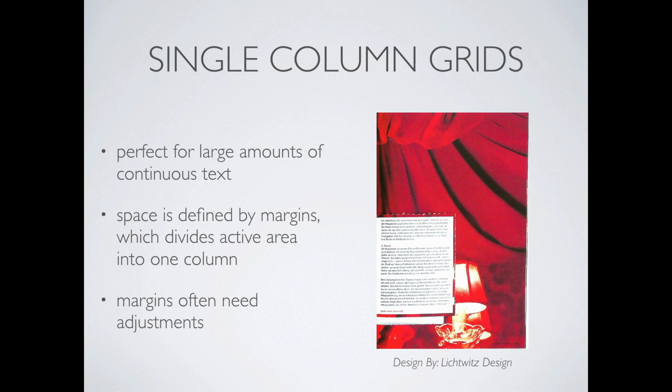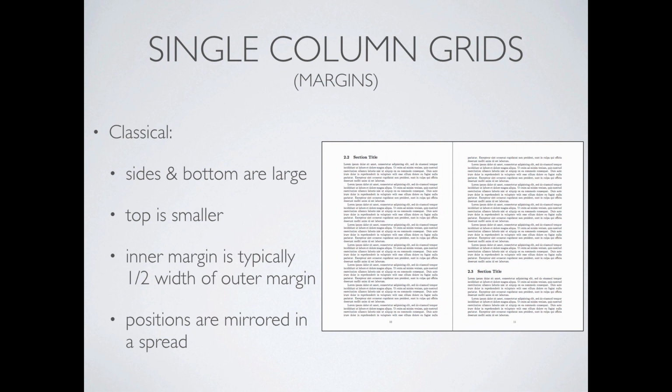The other thing, though, is that margins often need adjustments. If you open up your Word document, it has some default margins in it. Most of us just go with it, but you can actually adjust those margins, and you can think about what they should be. If we're doing facing pages, like this example here, we do need to adjust the margins. They're not even all the way around the page. The classical layout is that the sides and the bottom tend to be a little bit larger than the top, which is not the way Word is laid out, by the way. The top is generally a little bit smaller.